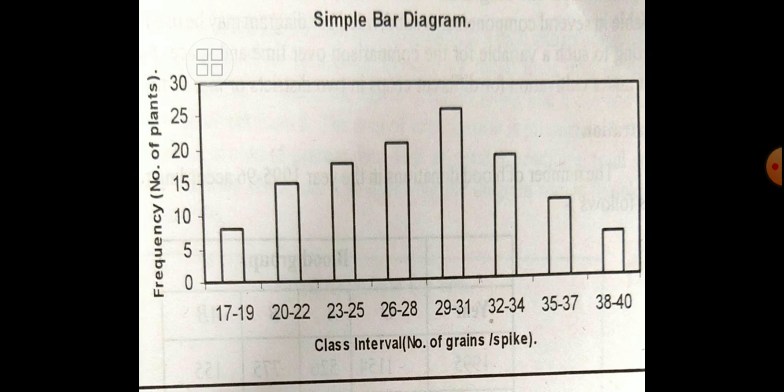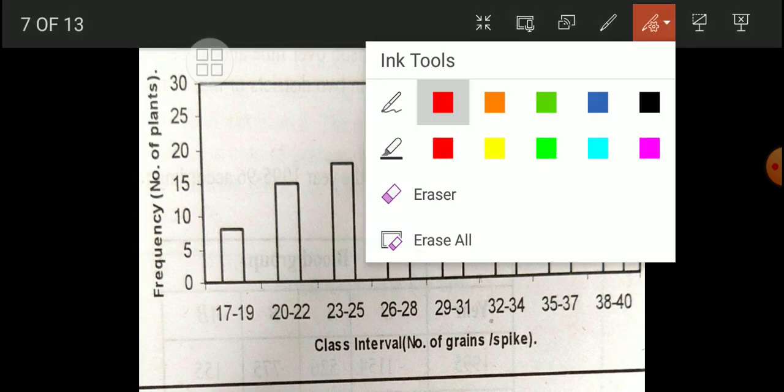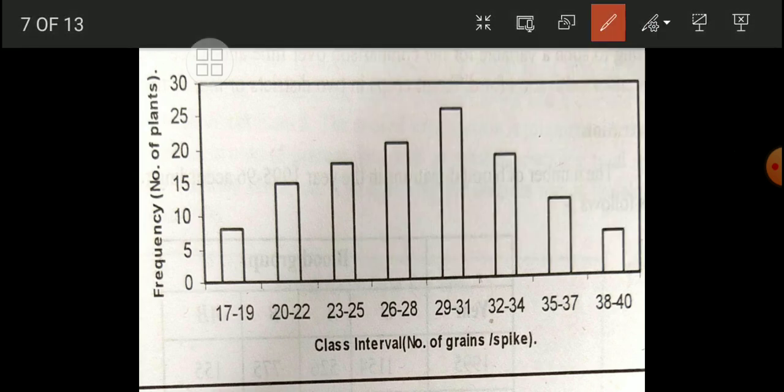This is the simple bar diagram. Sorry, 8 bars are there. In that one also 8 classes we have made. How many classes are there? Not 9 classes. By mistake in the book also it is mentioned, but actually 8 classes are there. Isn't it? So class interval. From the simple bar diagram, we will be able to understand how many bars are there.